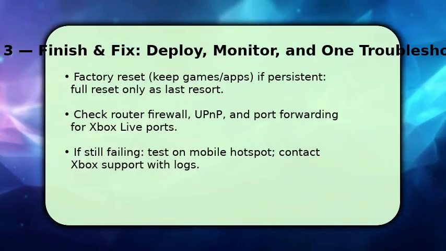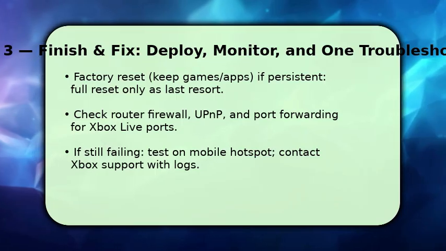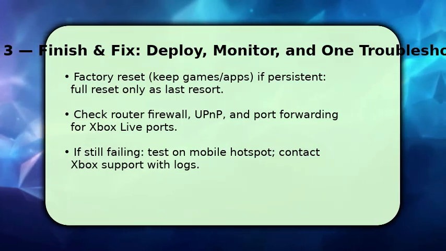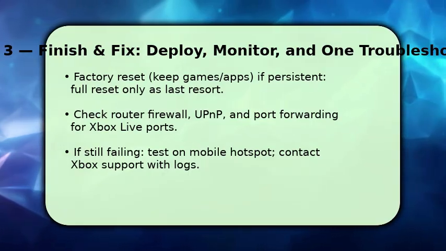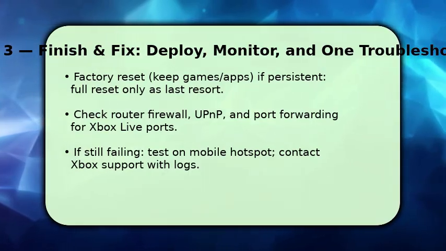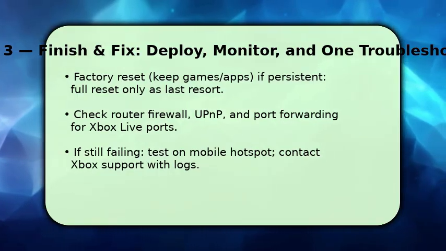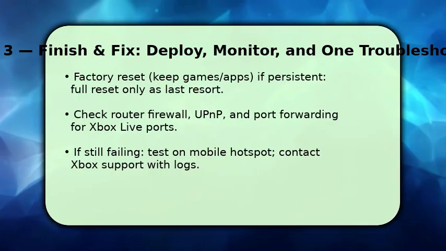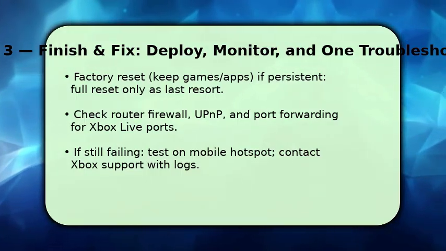Finally, apply advanced remedies and a clear troubleshooting plan so you finish confidently. If problems persist, perform a console reset but keep games and apps to avoid redownloading. Only use full reset if necessary. Check your router. Enable UPnP, disable strict firewall rules, or forward Xbox Live ports to the console IP because blocked ports prevent service info retrieval.